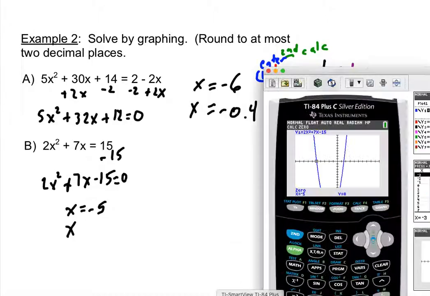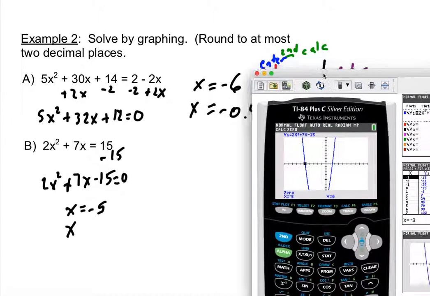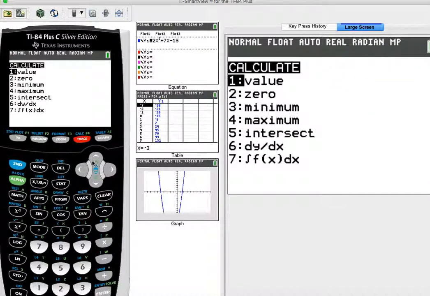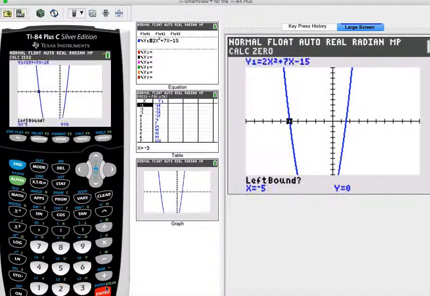And then let's find our other one there. So I'm going to go back to my graph. I'm going to go ahead and go second calc again. I'm going to go down to 0, or those of you at 83s are doing root. And you're going to use your right arrow. You're going to bring it around. You can watch it. It goes down, and then it's going to start to come up.